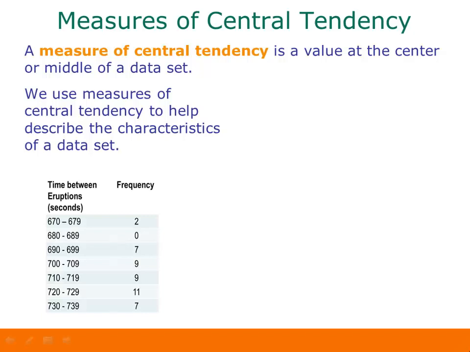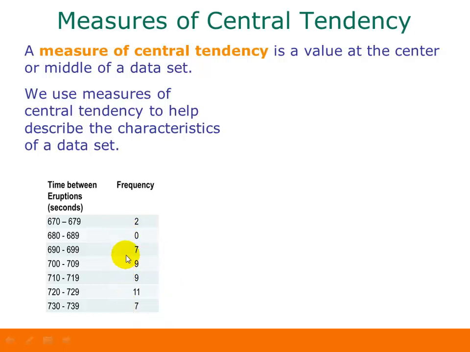For example, for the frequency distribution that we constructed back in Chapter 2 for the time between eruptions for the Old Faithful geyser in Wyoming, we can look at where the main part of the data is. In other words, where is the center of our data set? That's what we're talking about when we're talking about measures of central tendency. Where is really the middle of these data values?